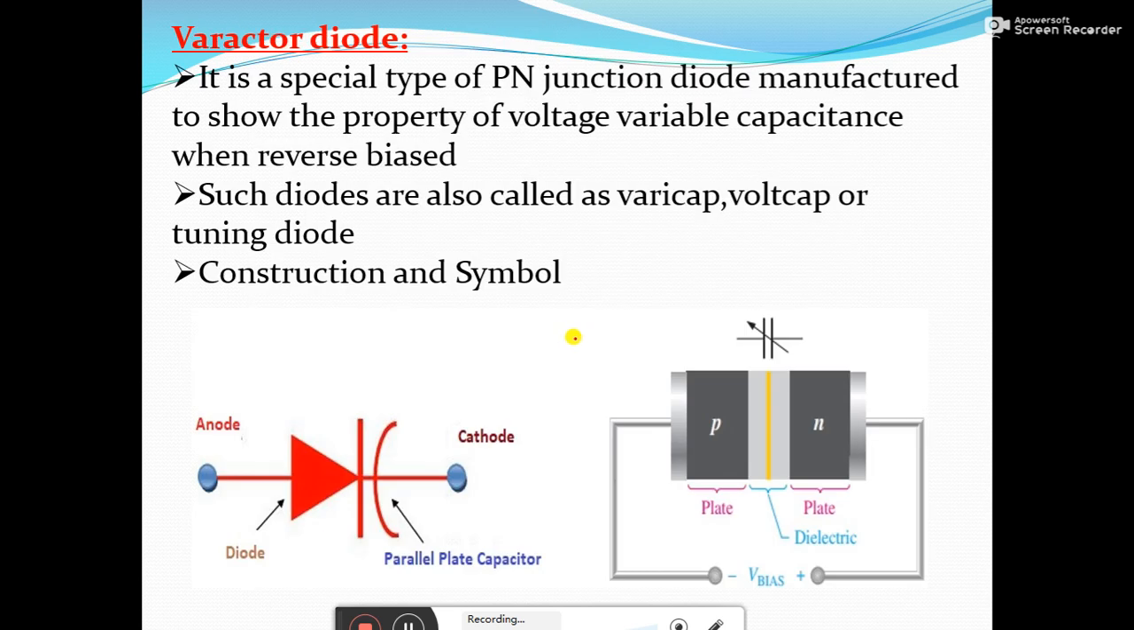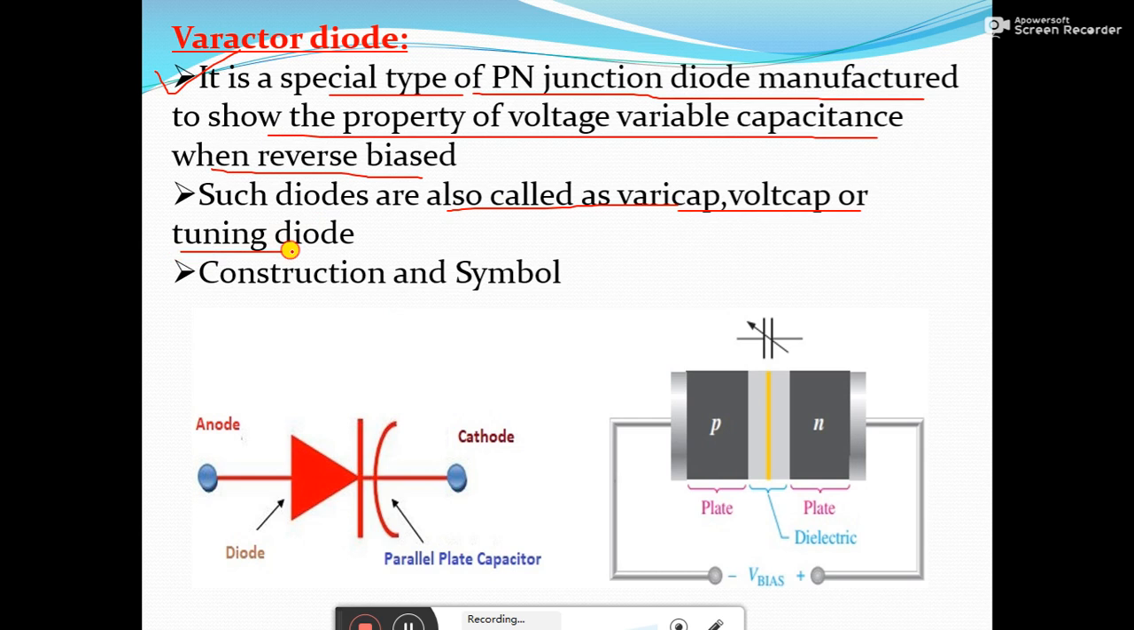Okay. And the next special type of diode we are going to see is the varactor diode. It is a special type of PN junction diode which is manufactured to show voltage variable capacitance when it is reverse biased. So this is going to exhibit a special property of variable capacitance value depending upon the reverse bias voltage. Such diodes are also called varicap, voltcap, or tuning diodes.